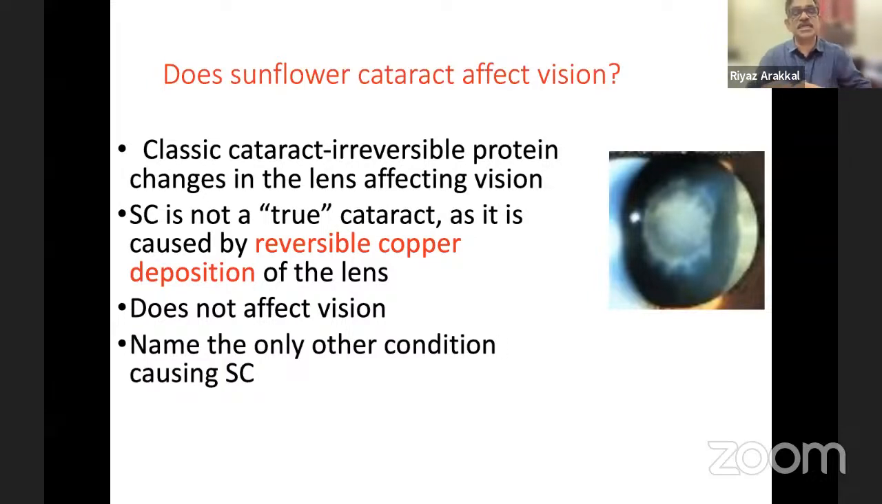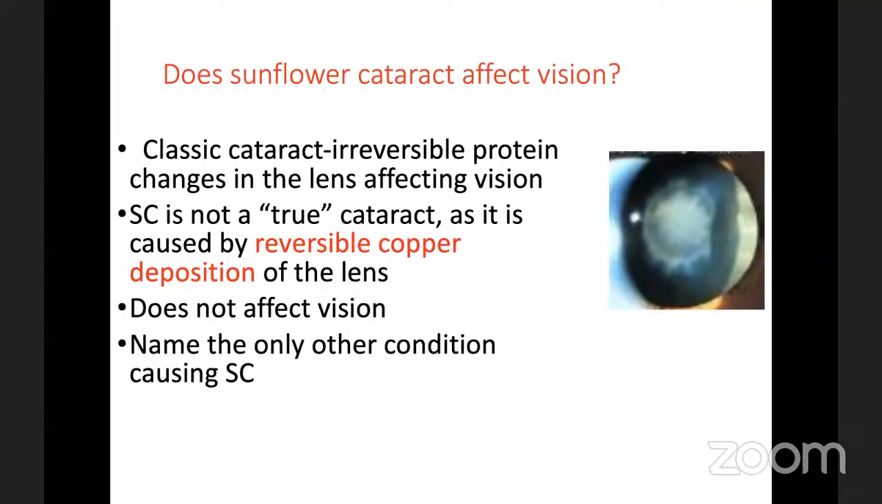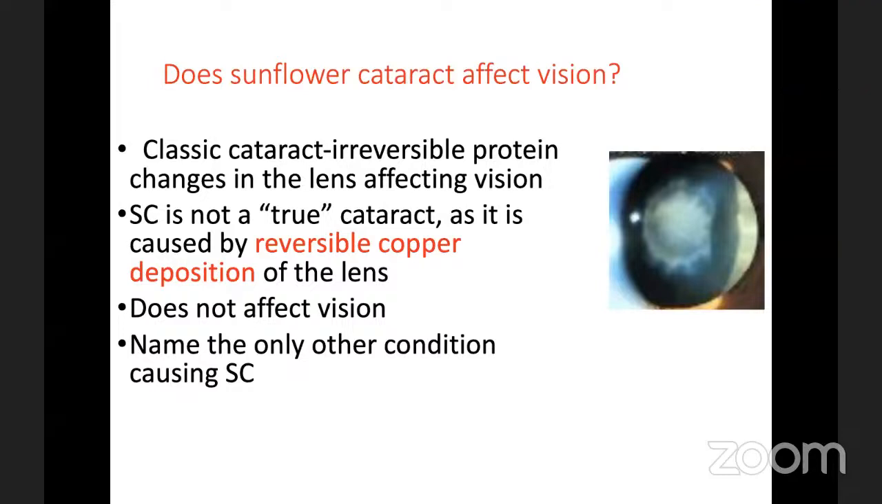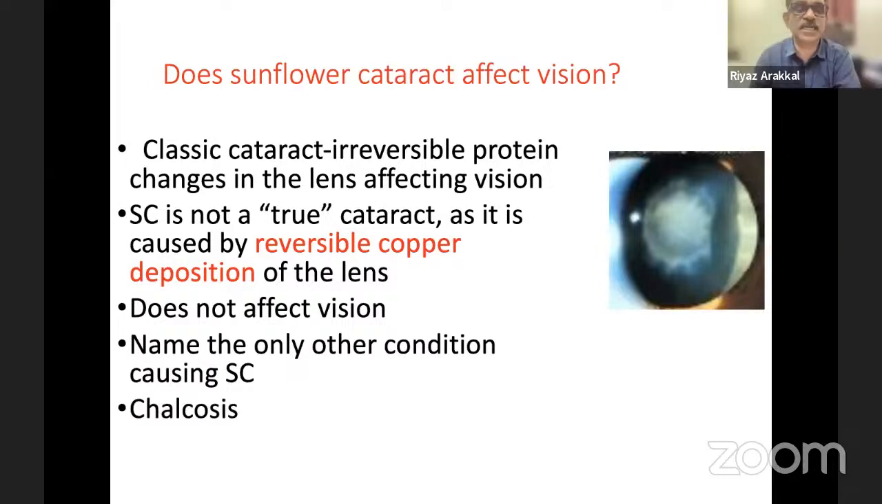Name the only other condition causing sunflower cataract. Perhaps there's only one more condition which can cause sunflower cataract. Anybody in the chat box? Name the only other condition which may cause sunflower cataract. Chalcosis is the answer. Right. Very good. Chalcosis is a copper foreign body in the eye.